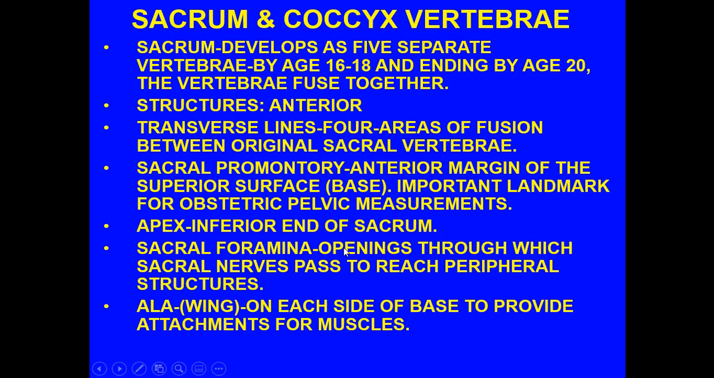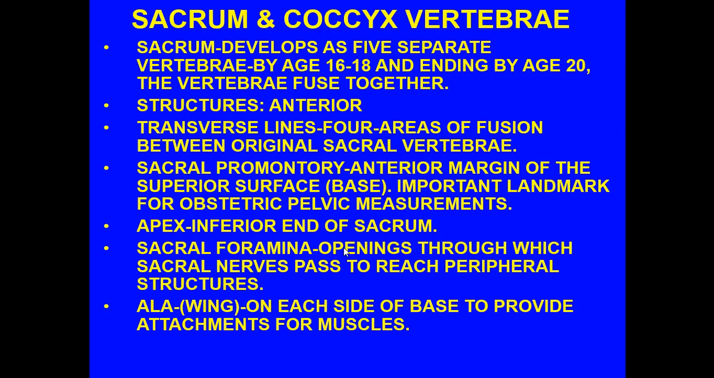Now we get into the sacrum and coccyx. The sacrum develops as 5 separate vertebrae. They start as 5, and fusion begins somewhere between the ages of 16 and 18, but definitely ends by the age of 20, when they're all fused together. When we look at the anterior part, we have the transverse lines, there are 4 of them, areas of fusion between the original sacral vertebrae. You have the sacral promontory, which is the anterior margin of the superior surface, the base. It's an important landmark for obstetric pelvic measurements.